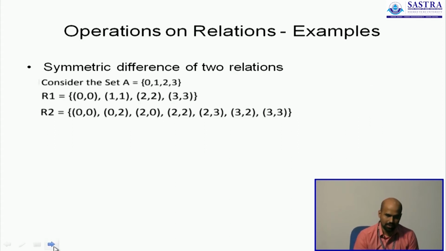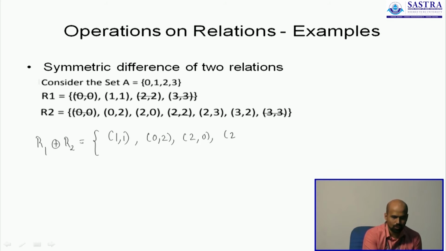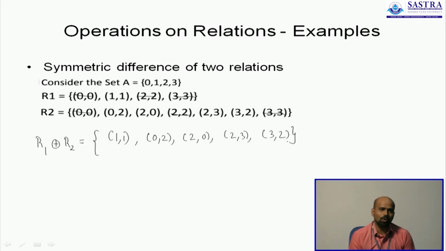So what happens here? Let's take an example: R1 and R2. The symmetric difference, elements which are exclusive to R1 and R2 but not both. 1 1 is exclusive, 1 1 is present only in R1 but not in R2. So the common elements can be struck out. We are not going to count them again. All others will get counted. 0 2 is exclusive to R2 alone, 2 0 exclusive to R2 alone, 2 3 and 3 2 exclusive to R2 alone. So these 5 ordered pairs will form the symmetric difference.